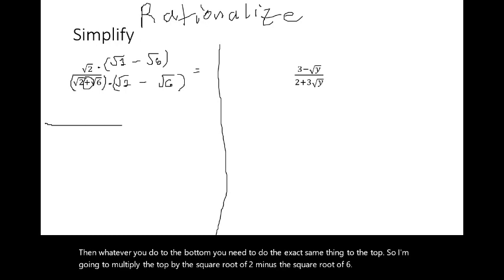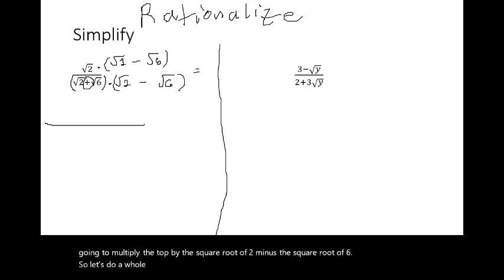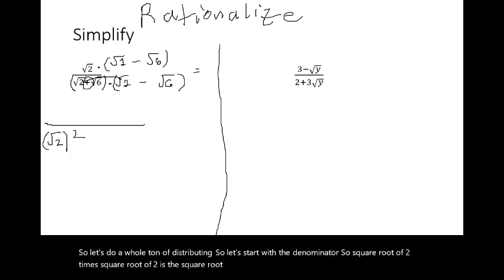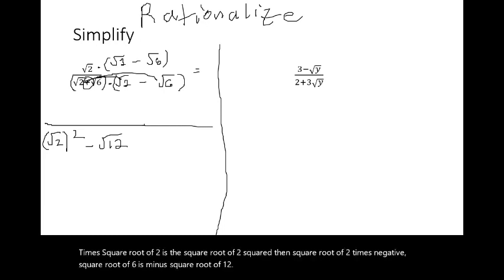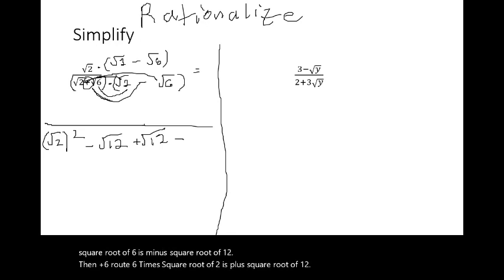So let's do a whole ton of distributing. Let's start with the denominator. Square root of 2 times square root of 2 is the square root of 2 squared. Then square root of 2 times negative square root of 6 is minus square root of 12. Then positive root 6 times square root of 2 is plus square root of 12. Then positive times negative is a negative. Square root of 6 times itself is the square root of 6, parentheses, squared.